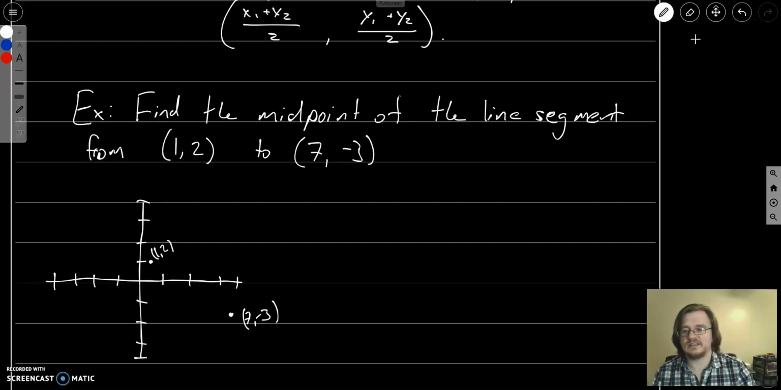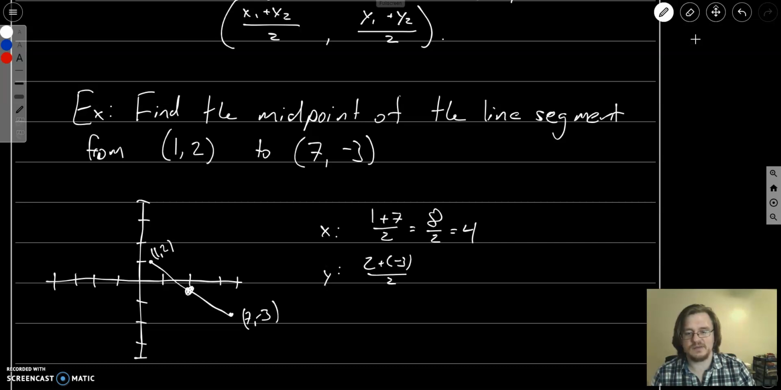To find the midpoint of the line segment from 1, 2 to 7, negative 3, the midpoint will be, I don't know, about there. So what we want to do is we want to use our formula. So let's find the x value for the midpoint. It's going to be the average of our 2 x values. So 1 plus 7 divided by 2, which simplifies to 8 divided by 2, which will be 4. And then the average of the y values will be 2 plus negative 3 divided by 2. So that's going to be negative 1 over 2.